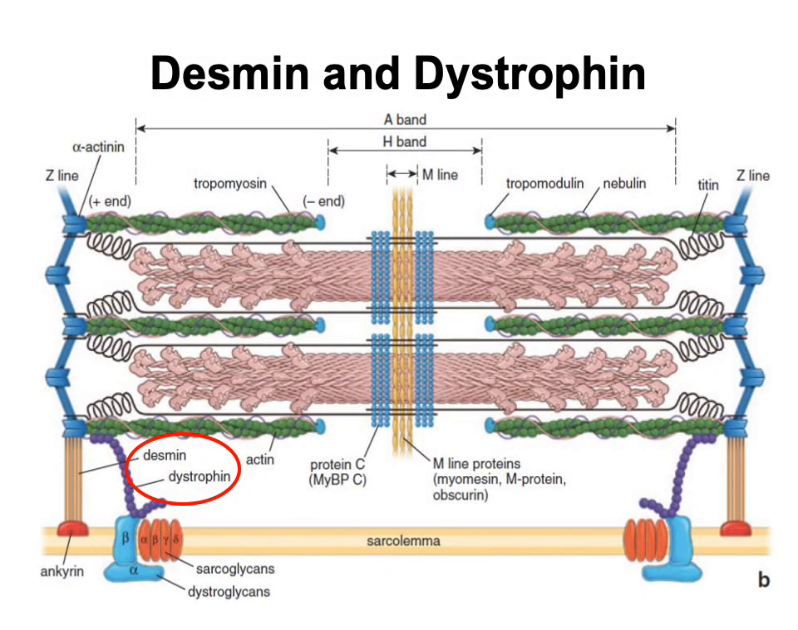Desmin and dystrophin. These are proteins that attach the actin to the sarcolemma. The main one I'm really focusing on is dystrophin, and that's because that is the protein that is involved with a condition called muscular dystrophy, particularly Duchenne's and Becker's muscular dystrophy.